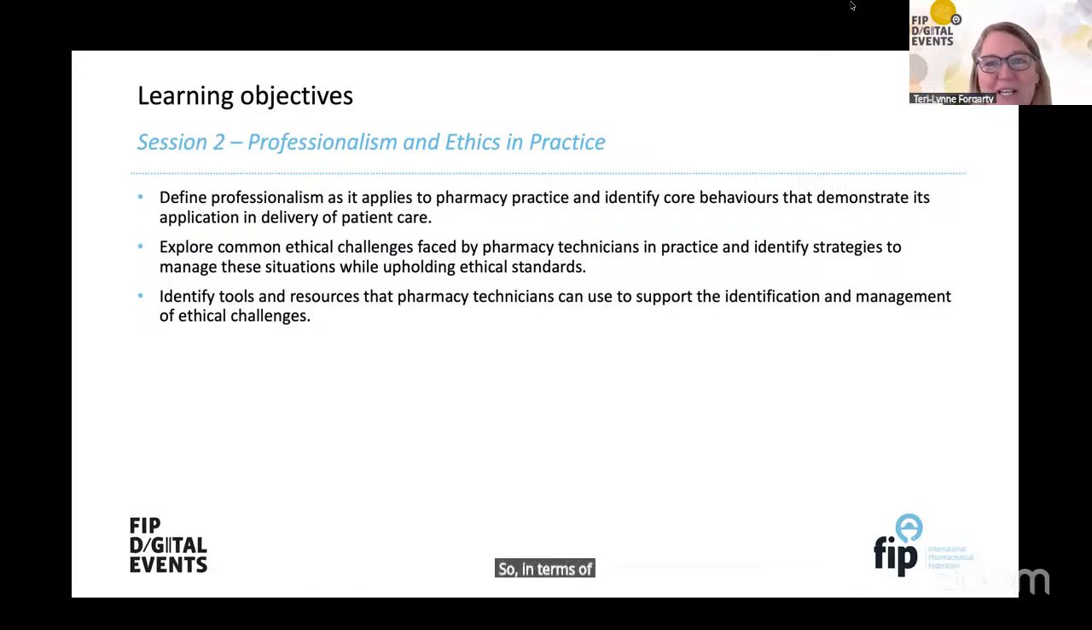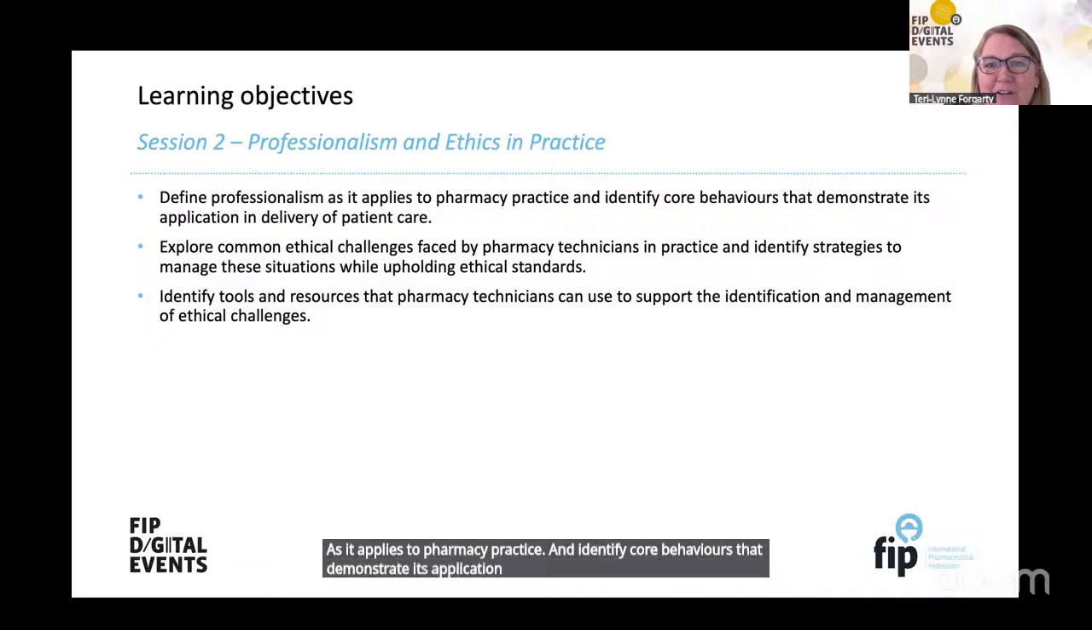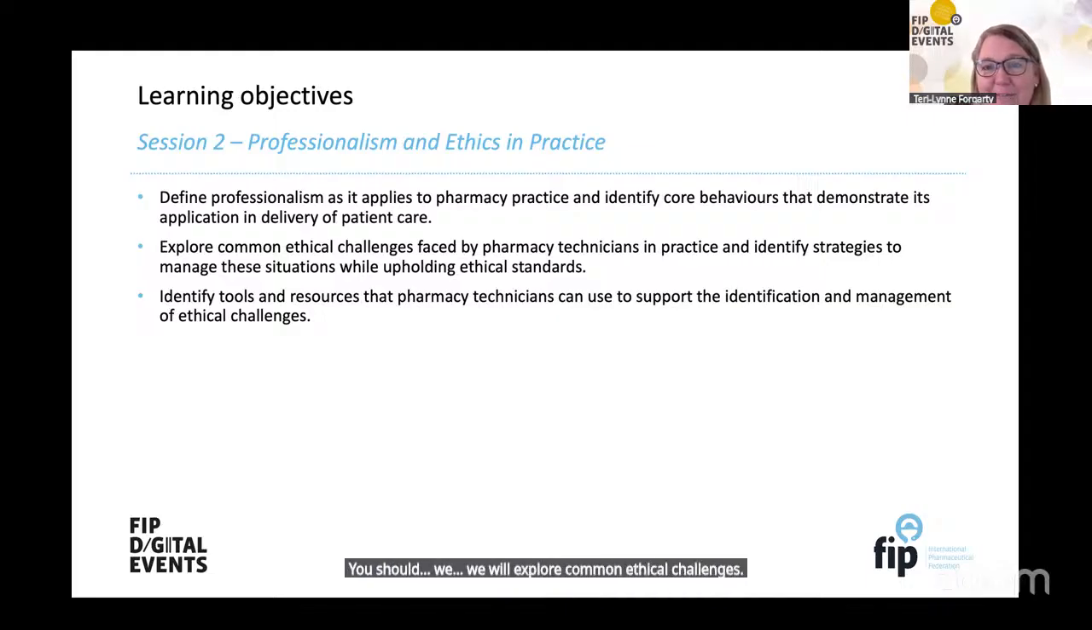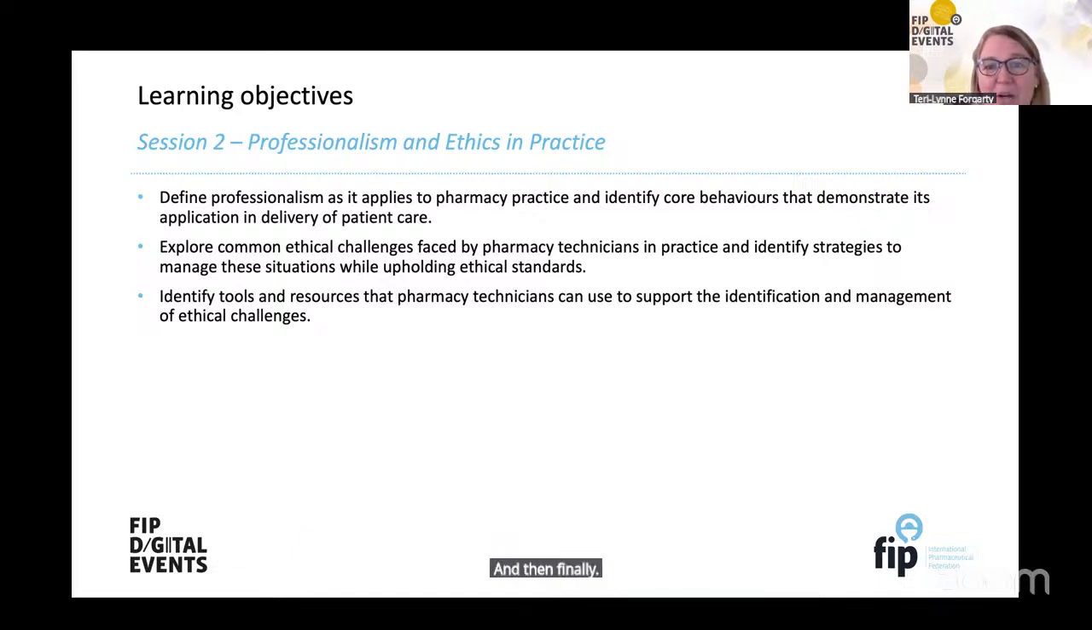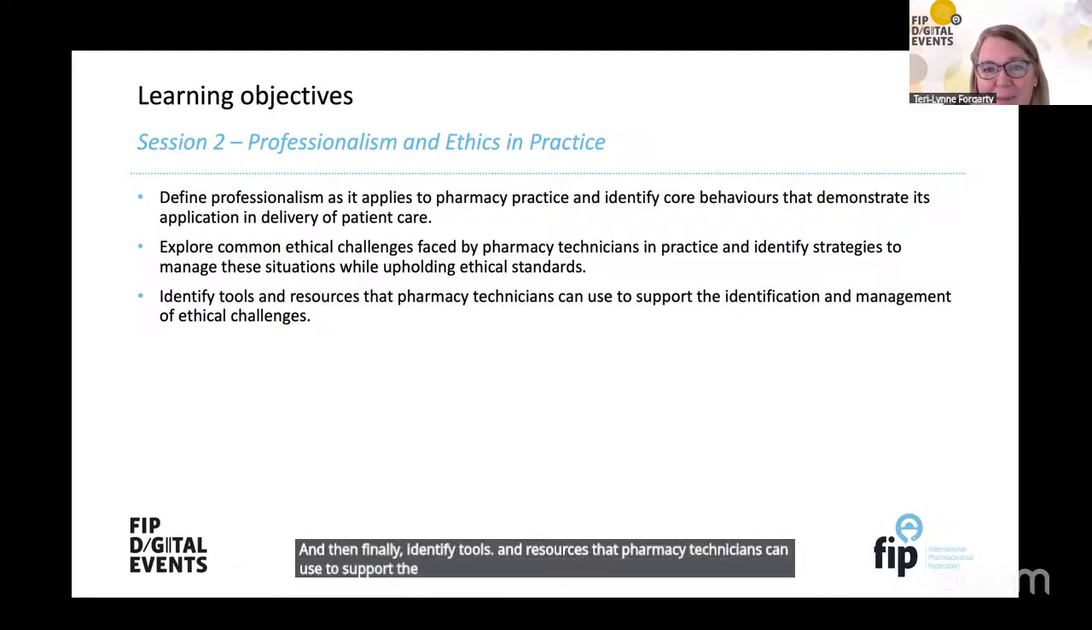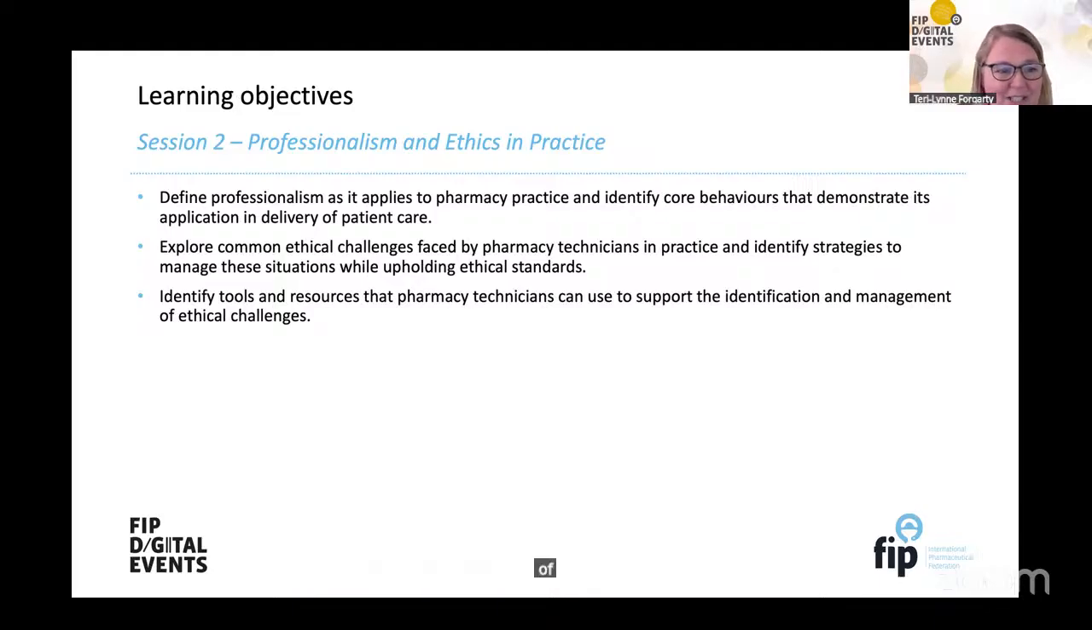So in terms of our learning objectives for this particular session, by the end of the session, you should be able to define professionalism as it applies to pharmacy practice and identify core behaviors that demonstrate its application in delivery of patient care. We will explore common ethical challenges faced by pharmacy technicians in practice and identify some strategies to manage these situations while still upholding ethical standards. And then finally, identify tools and resources that pharmacy technicians can use to support the identification and management of ethical challenges.